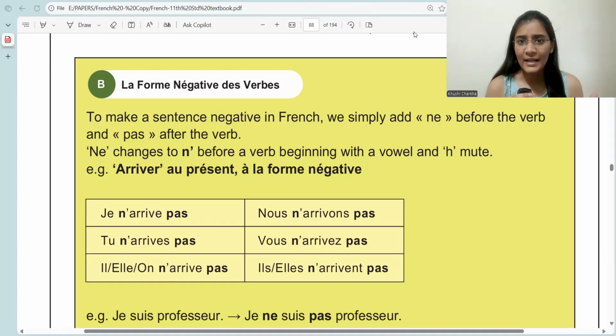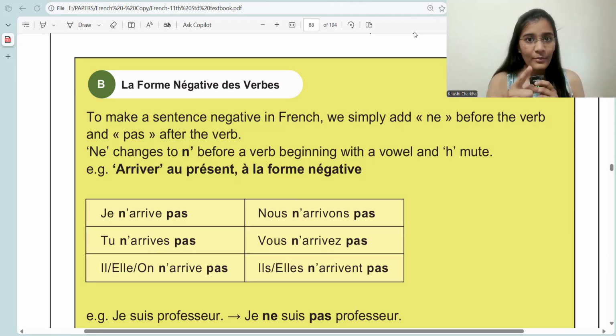We've learned how to form a sentence, how it should be conjugated in a positive form, for RE ending verbs, ER ending verbs. But now, how to make it negative? So, to make a sentence negative in French, we simply add ne before the verb, and pas, pronounced as pa, not pass, after the verb. Before the verb, ne, then the verb, then after the verb, pas. Ne and pas.